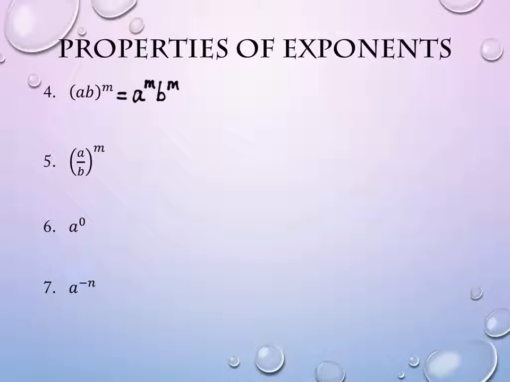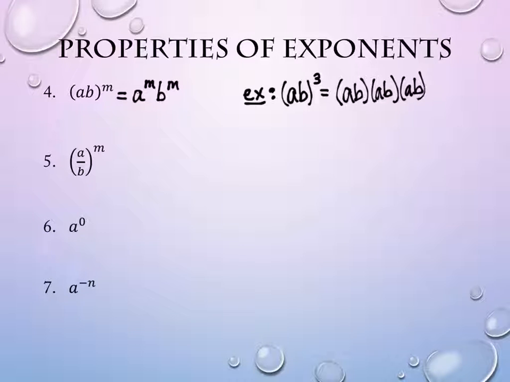So let me show you why this works. So we'll just do it to the power 3 so that we can write it down pretty nicely. So this is AB times AB times AB. That's what the power 3 would mean, right?